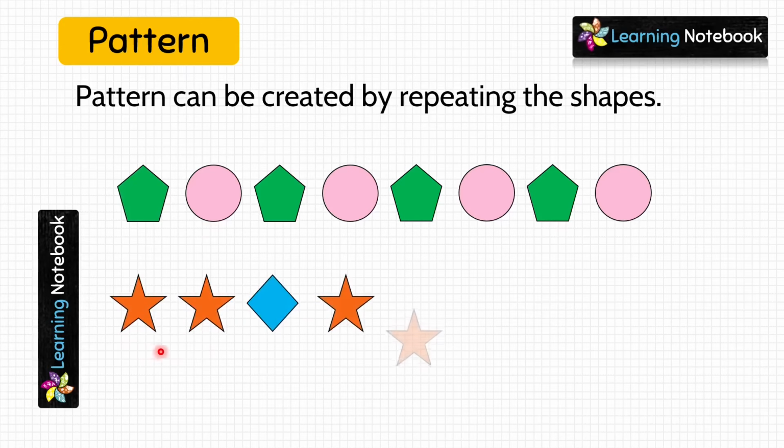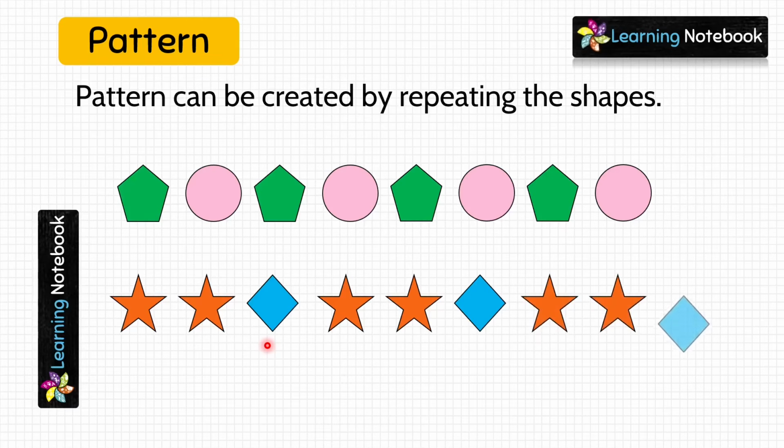There are two stars and one diamond shape. Then again two stars and one diamond. So here pattern is created by repeating two stars and one diamond.